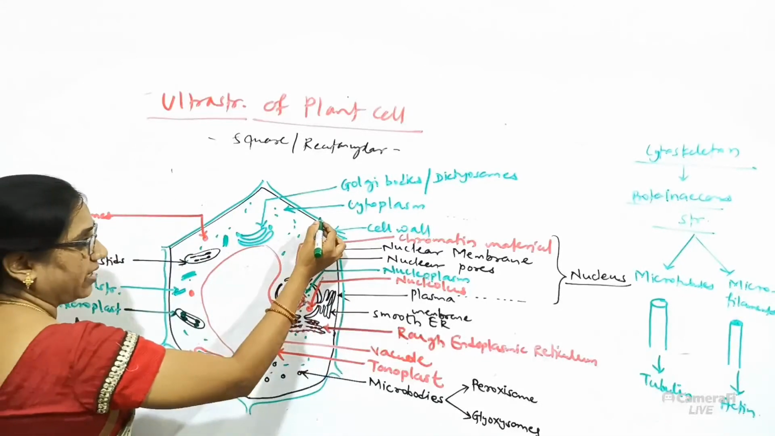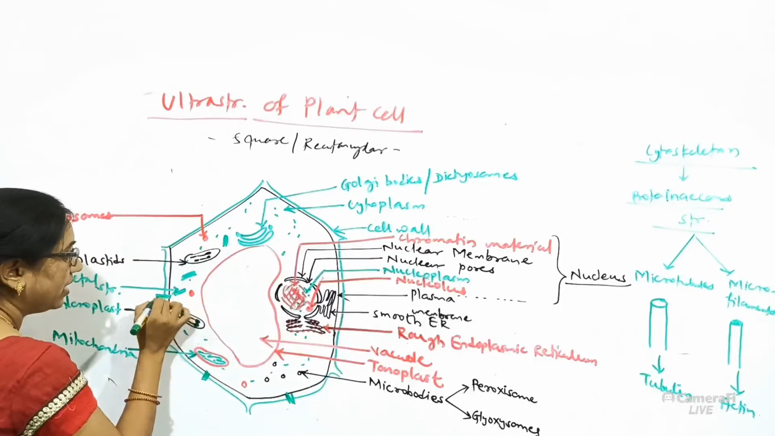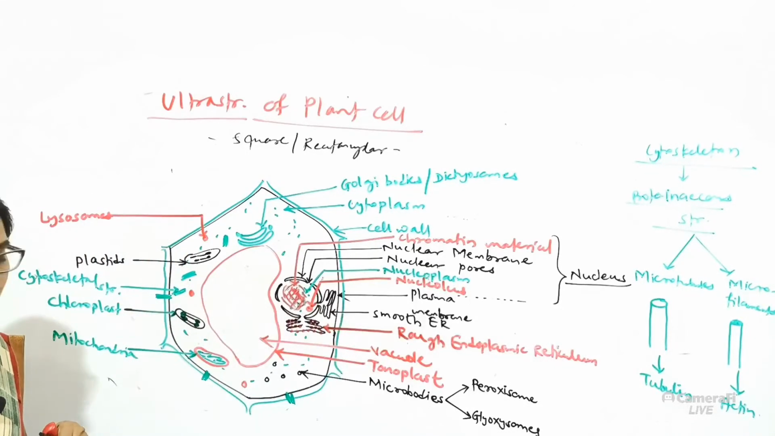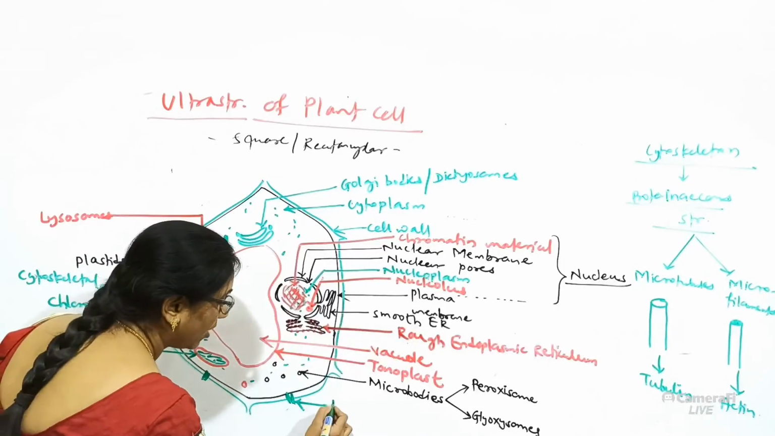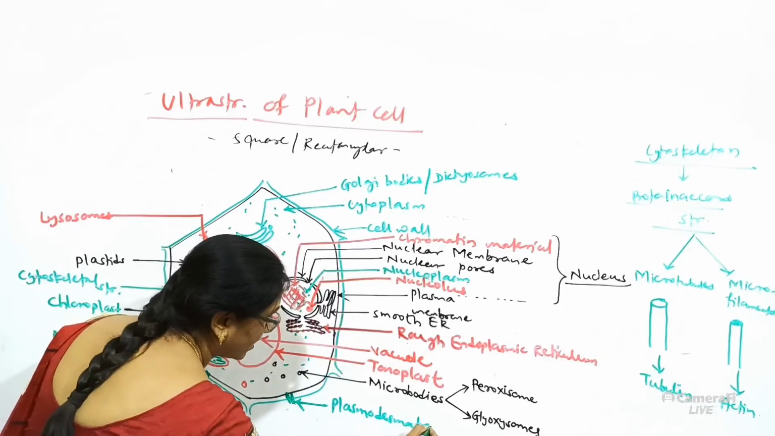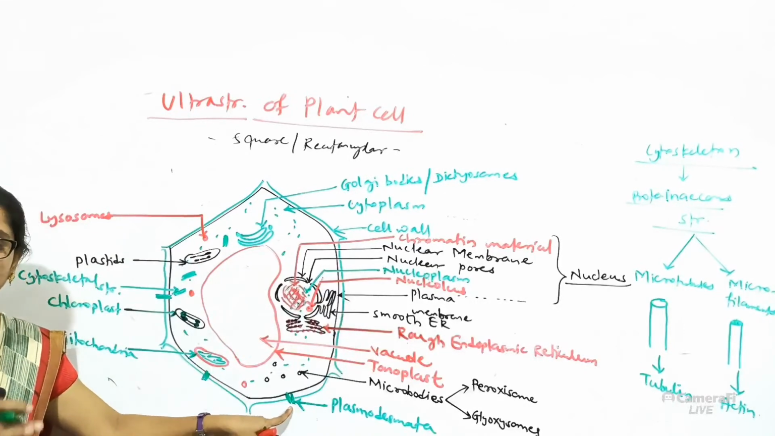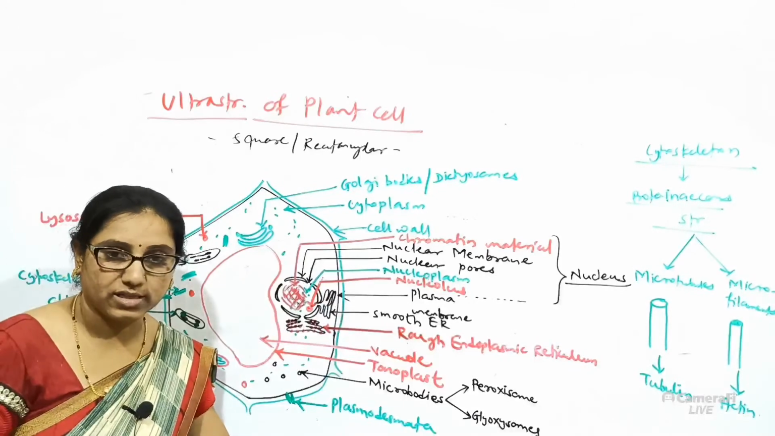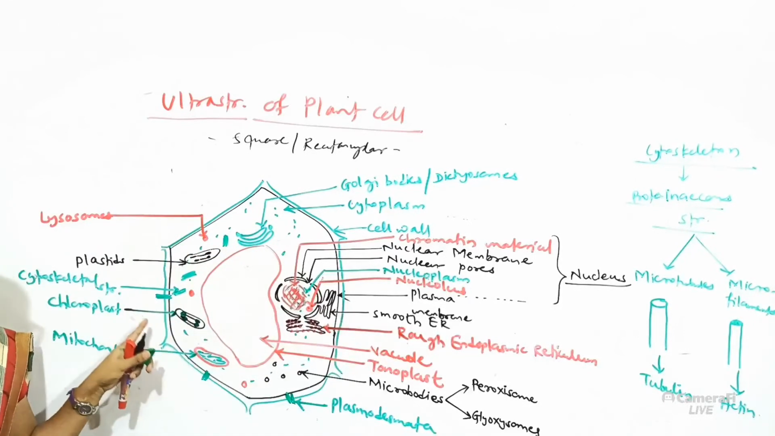One more thing: the outermost layer is the cell wall. Within the cell wall there are some cytoplasmic connections between two neighboring cells. Some cytoplasmic connections run through the cell wall, and these are called plasmodesmata. Later we are going to study this during the cell wall. Simply, a cytoplasmic connection between two neighboring cells is called plasmodesmata. So this is the overview of the plant cell.